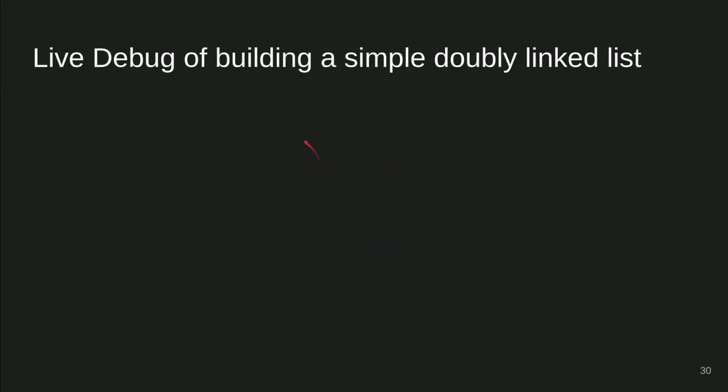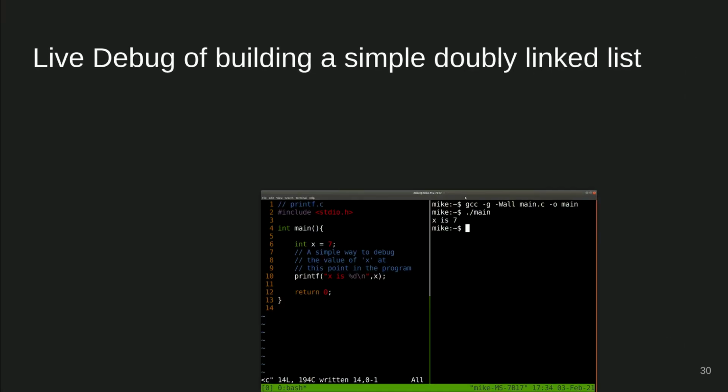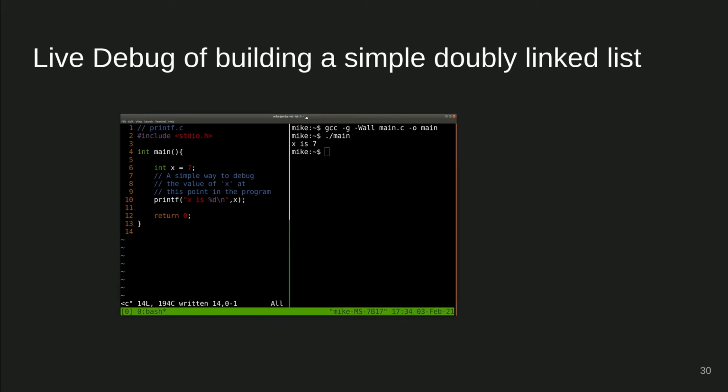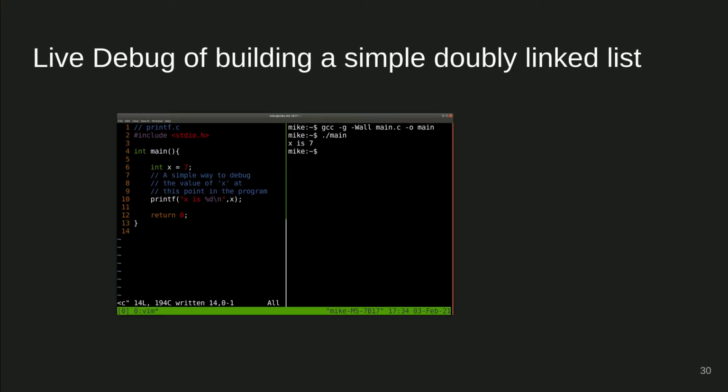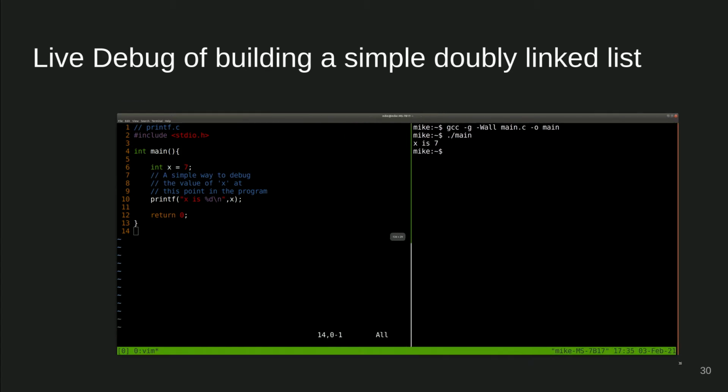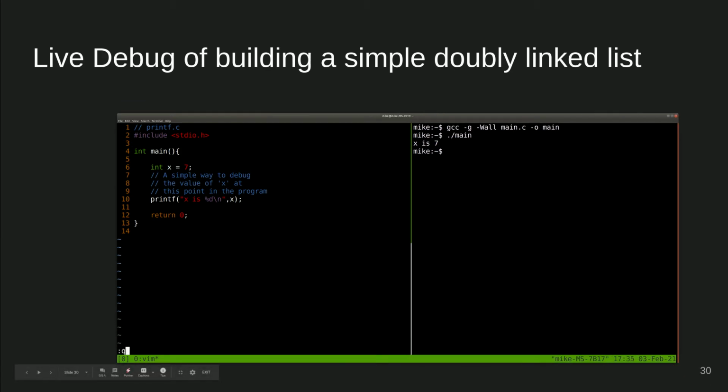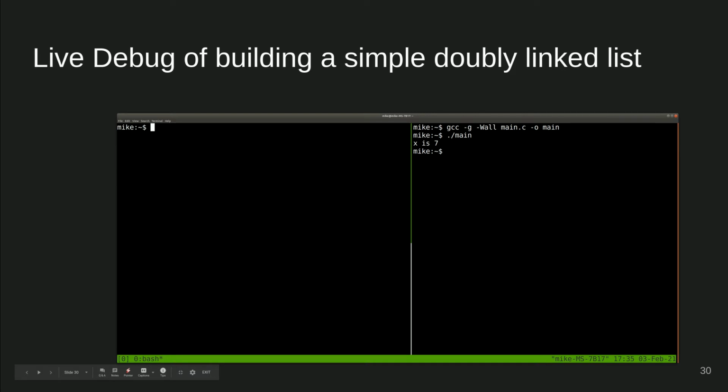So let me show you a live debug of building a doubly linked list. I'm going to restart this, turn off this program, and start from scratch. I'm going to call the file doubly.c, and our goal is to write a doubly linked list.